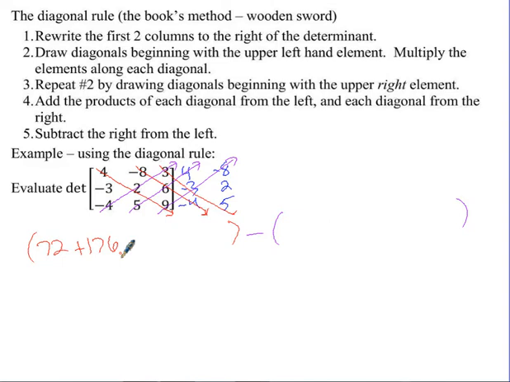And then the third diagonal, 3 times negative 3 times 5. This is easier. 3 times negative 3 is negative 9. Negative 9 times 5 is negative 45. So I'm going to write negative 45.